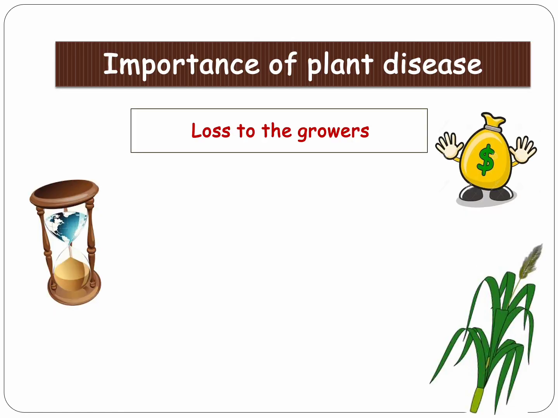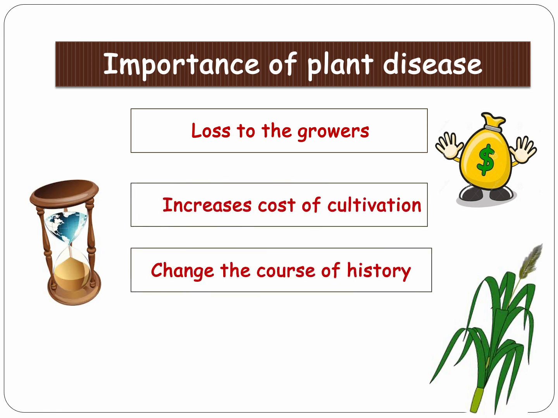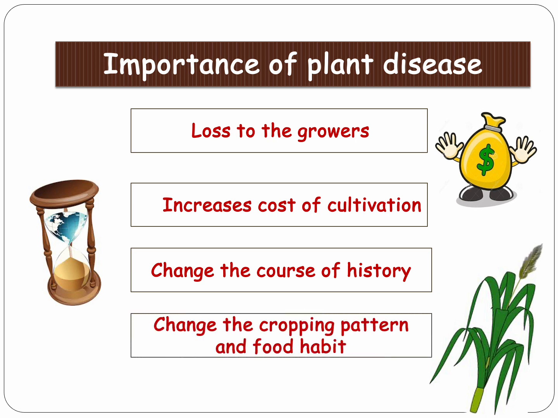Regarding the importance of a particular disease, if a disease occurs in a particular area, it may cause huge loss to the growers. It increases the cost of cultivation, it changes the course of history, and it can change the cropping pattern as well as food habits. For that, I will give some examples in the next few minutes.